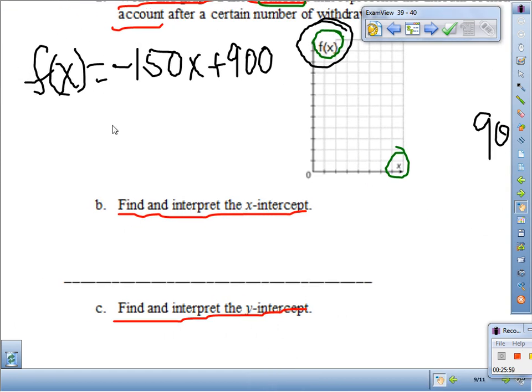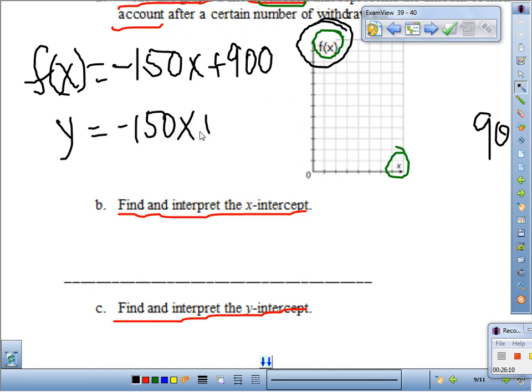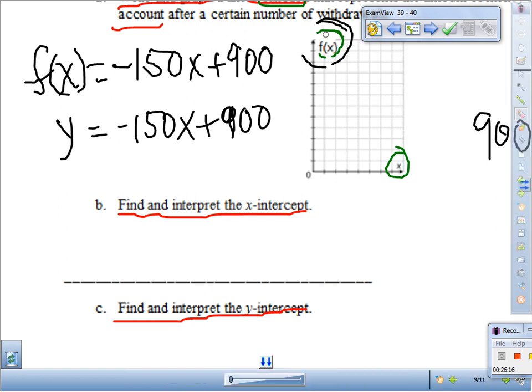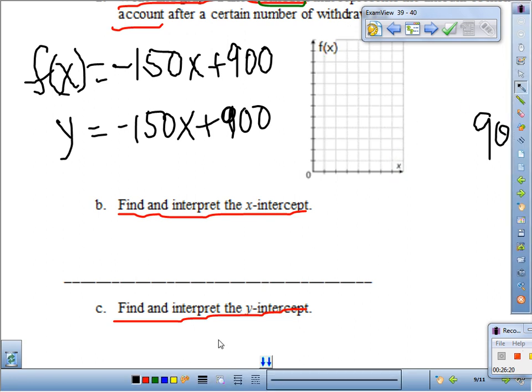Question, what is my y-intercept looking at this equation? Tell your neighbor, please. Okay, if you don't see it, let me rewrite it. y equals negative 150x plus 900. Tell your neighbor the y-intercept. Everyone, 900. By now you should know that. If you don't know that, you're in trouble. The last part of the final, it's all graphing and understanding graphs.